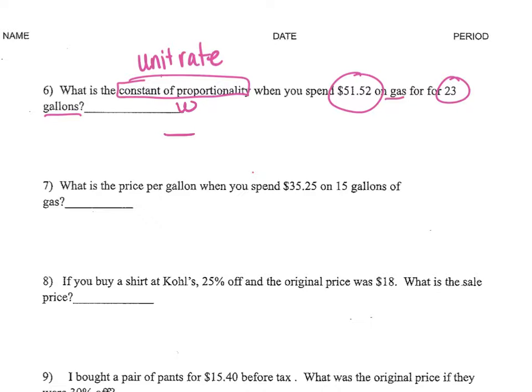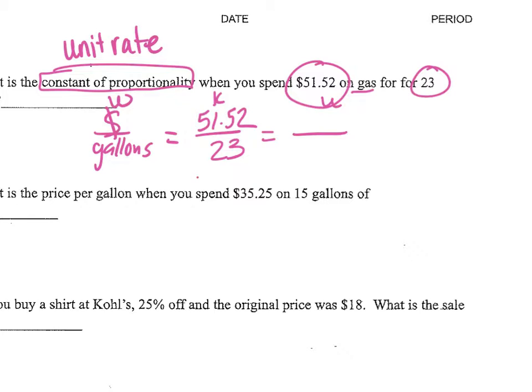Money to gallons. Money to gallons, right? So the first ratio is what we know. The second one is what we don't know. What do I know? That it costs $51.52 for 23 gallons. Good. So I got my first ratio, 51.52 for 23 gallons.